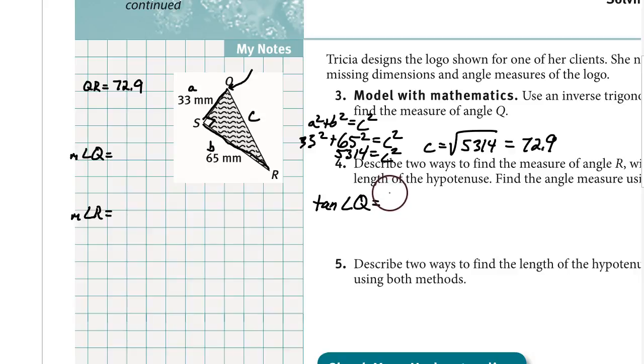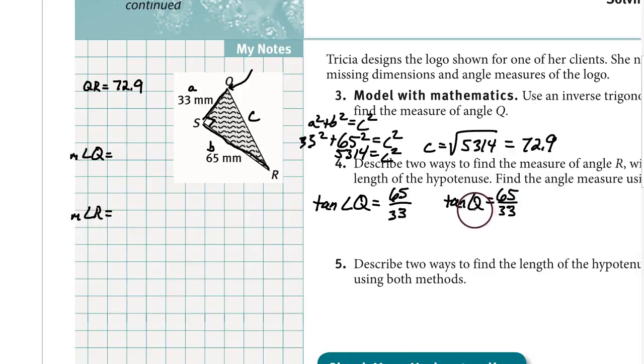Tangent is opposite over adjacent. What's opposite from Q? Look across the triangle. It's the side with the 65. What's adjacent to Q? It's the 33. This creates a trig equation. This equation is that the tangent of Q is equal to the fraction 65 over 33.